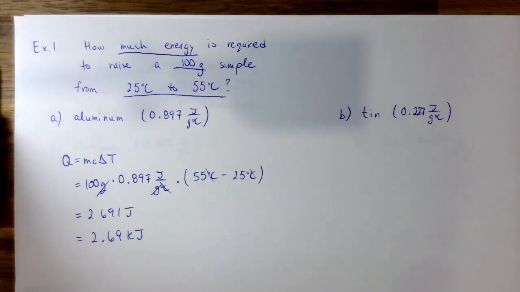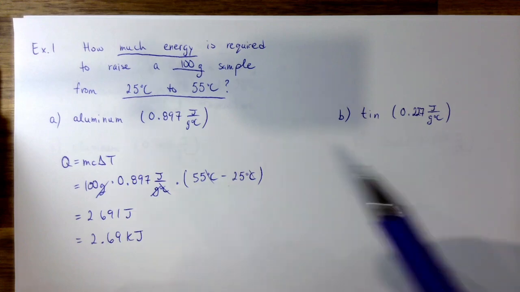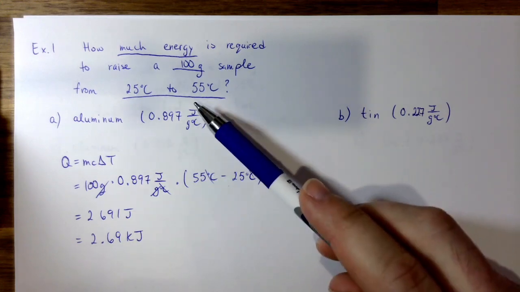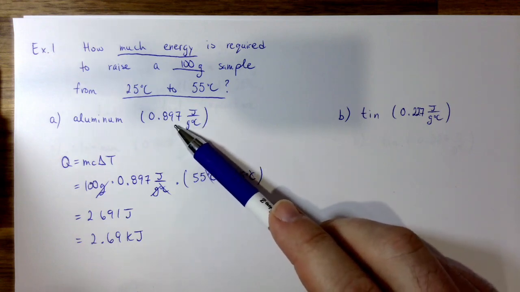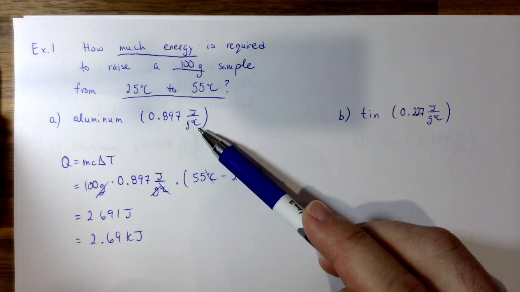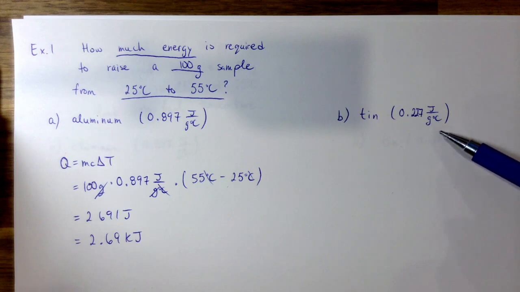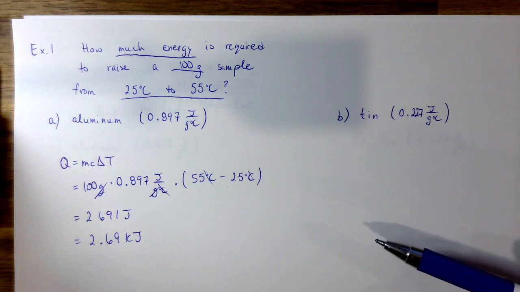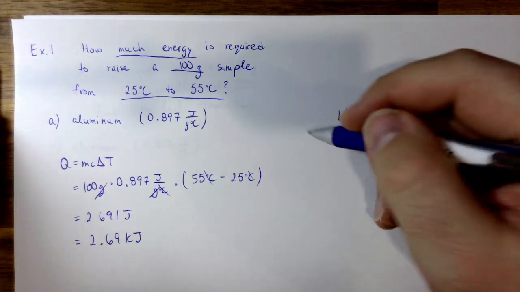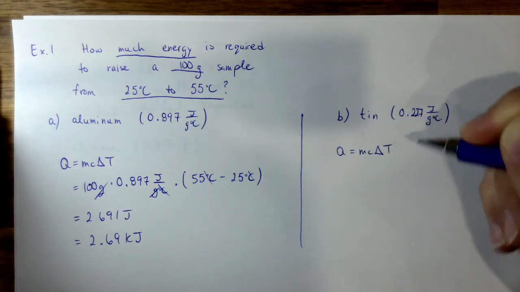Alright, now let's talk about different heat capacities. I've got 0.897 for aluminum and 0.227 for tin. A specific heat capacity is the energy necessary to raise 1 gram by 1 degree Celsius. So we need 0.897 joules for every 1 gram for 1 degree Celsius. For tin, we need less energy. Less energy is going to cause a higher increase in temperature. So this time, we're doing the same temperature change, and we're going to figure out how much energy we need. Oftentimes we get asked these comparison questions. Which one will do more or less?